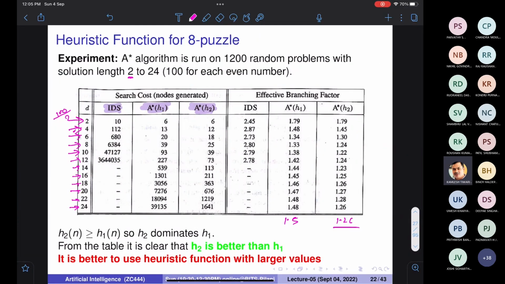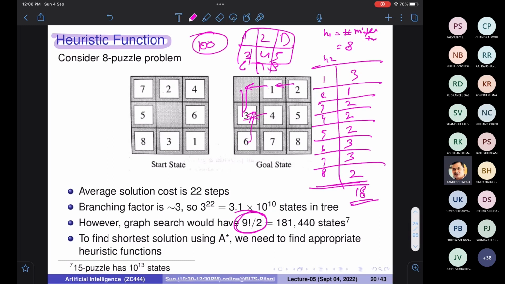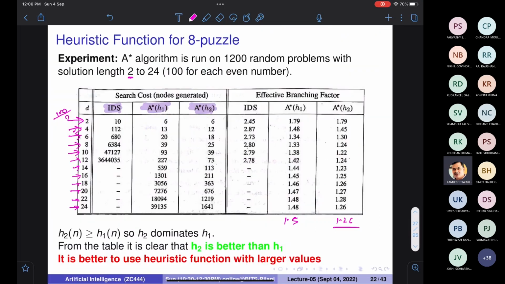And initially, if I slide one over here and two over here, the problem becomes something like this: 3, 4, 5, 6, 7, 8, and 1, 2, blank. Okay. So what is the depth of the solution? 2, I know. So I can create multiple, for example, I can take only one up and then take it here. So 100 problems I have created where I know the solution is at depth 2. Similarly, 100 problems I have created where the solution is at depth 4, depth 16, depth 18.